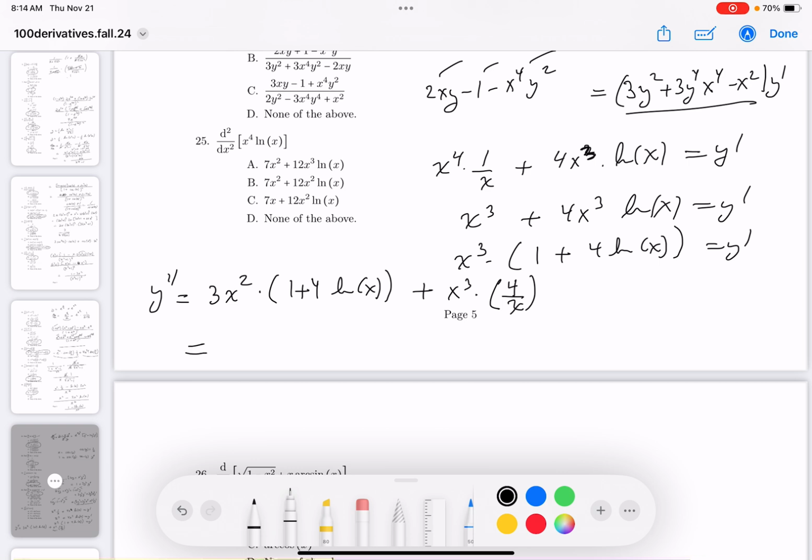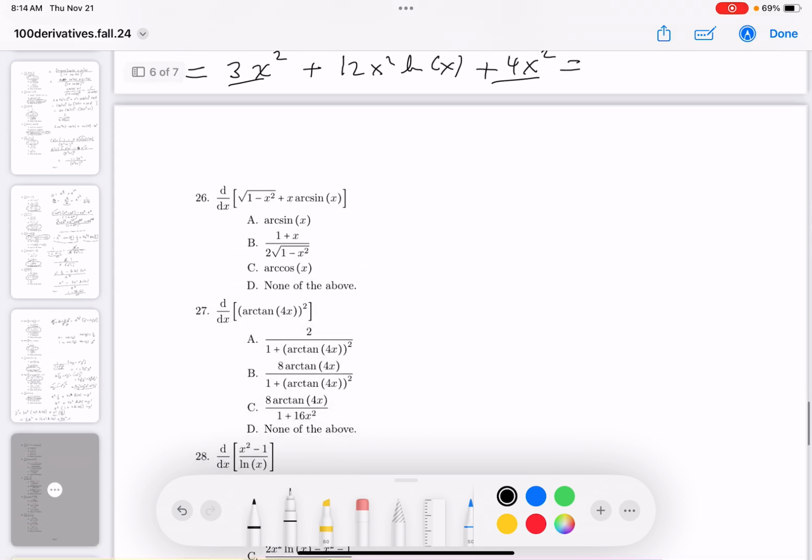Let's write this down because I don't see the answer. This is going to be 3x squared plus 12x squared ln x plus 4x squared. Okay, I'm going to look at the key now and see if I see it. And I'm seeing 7x squared. It's either A or B at this point. I'm seeing that. And then I'm seeing 12 ln x squared. Yep, it's letter B. That's done.